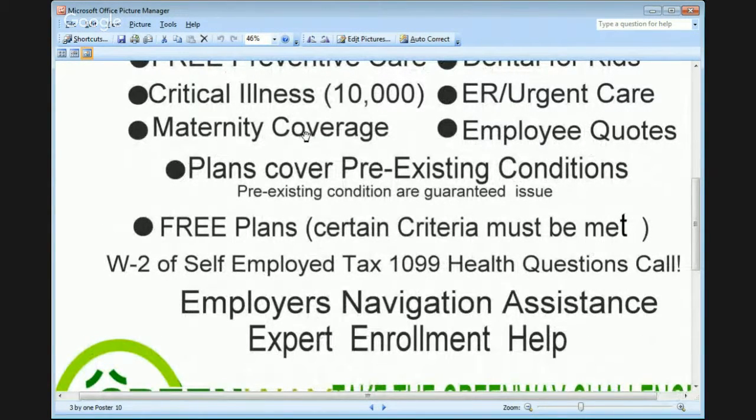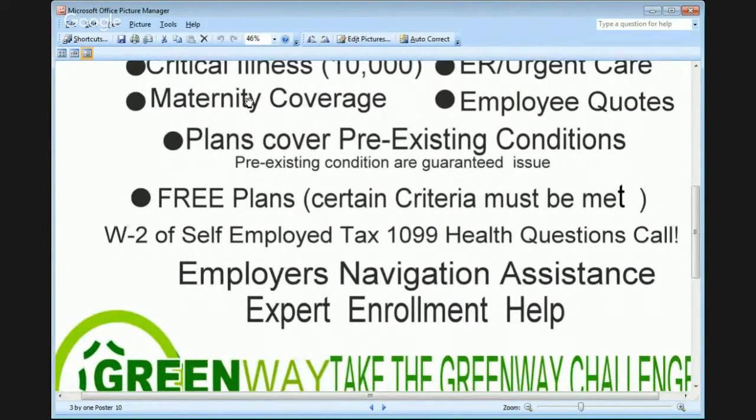Also, we have maternity coverage. That means if you need to take off work, we have a plan here that will help you parents be able to take care of your kids, pay your bills, and return to work without a lot of stress involved.